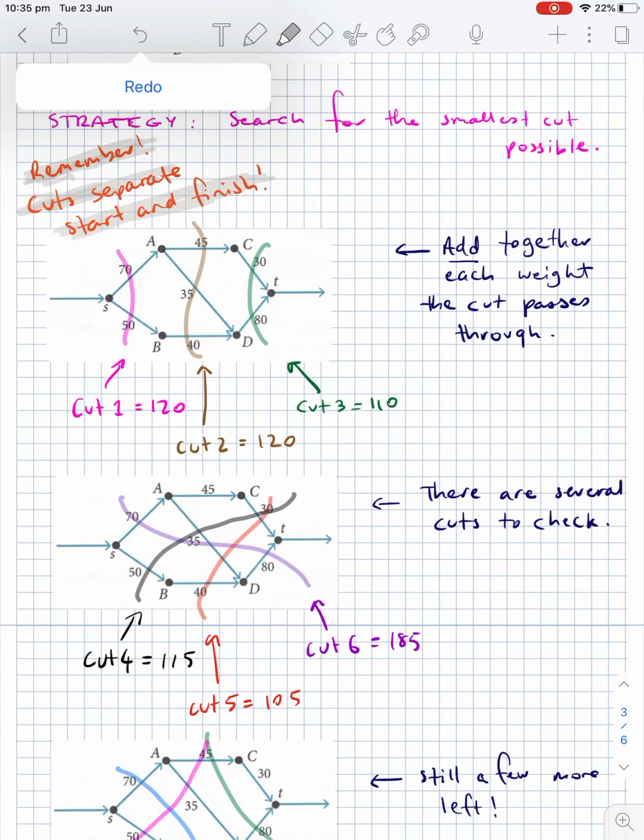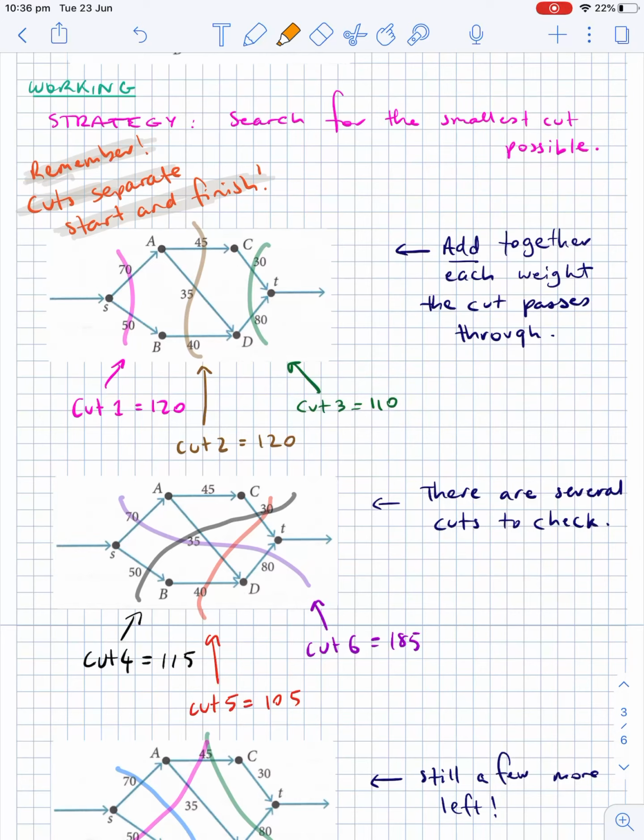The brown cut, 45, 35 and 40, sums up to give 120. And the green one is going to be 30 and 80, which gives a cut of 110. So if we look at these 3 numbers here, this is suggesting that the maximum you can fit through this network, the maximum flow, is going to be 110 at the moment.